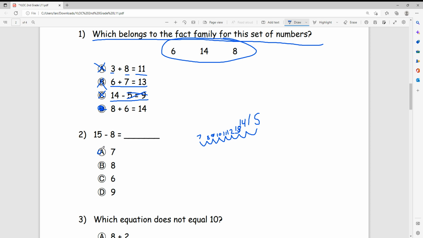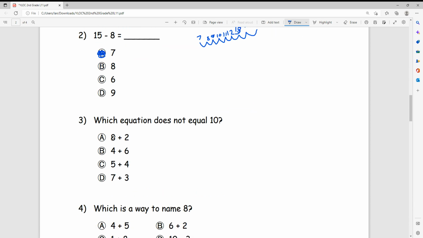So this one's going to be 7, which is A. Number 3, which equation does not equal 10? So 8 plus 2, so 8 go up 2, which is 9, 10. This one's not it. 6 plus 4, just do 6, and then move to the right 4 times. 1, 2, 3, 4, 7, 8, 9, 10.